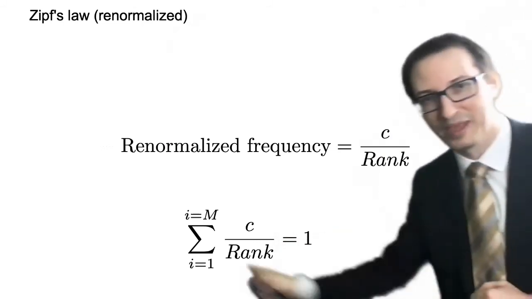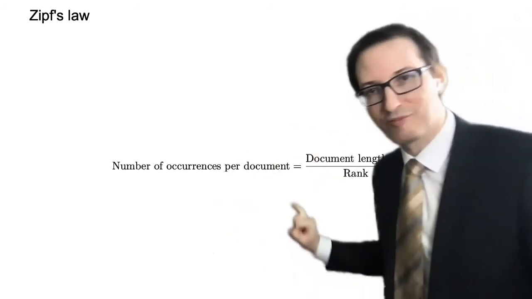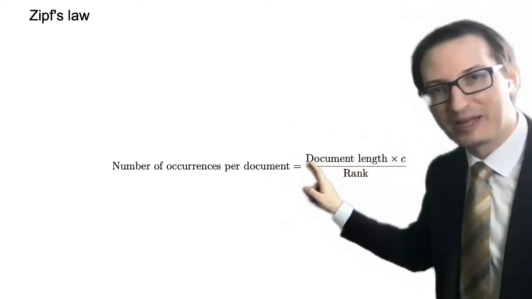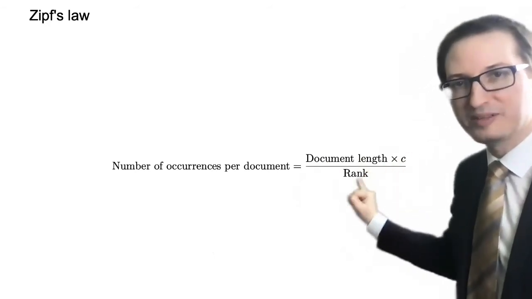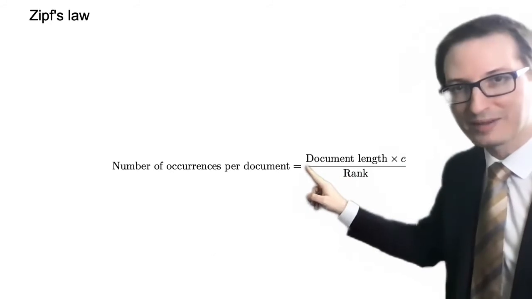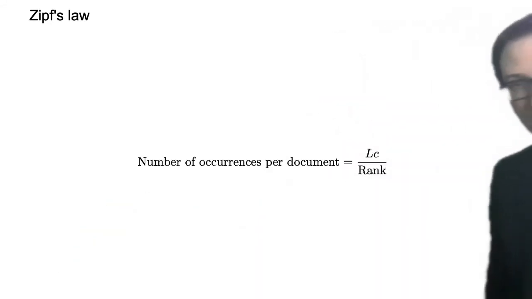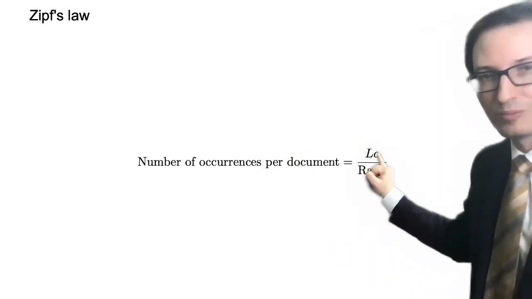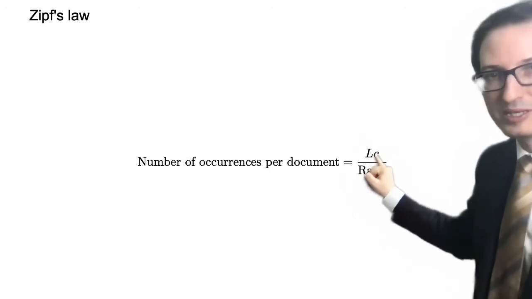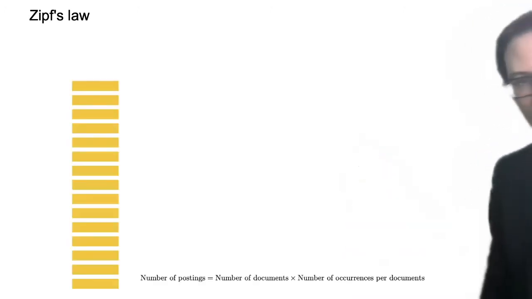This is Zipf's law with constant C. M is the number of terms. So how many terms do I have per document? I need to multiply that by the document length. You can see it as the probability that this is the next term, C over the rank, times the document length. That's the average number of terms in every document. So I'm going to use letters: L for the size of a document, the number of terms, times C, the renormalization constant, over the rank.